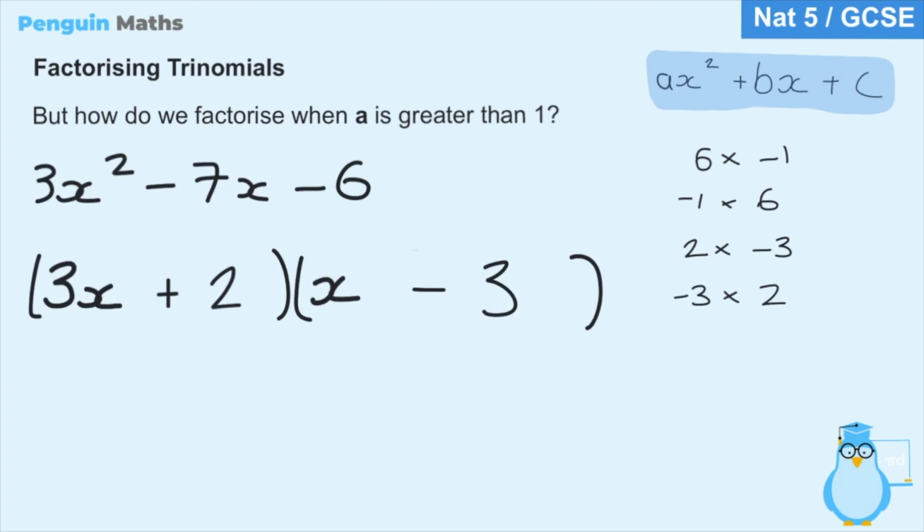So again, the key thing is thinking of the right combination of the first terms and last terms that, when cross multiplied together, give us the same middle term, which in this case was minus 7.